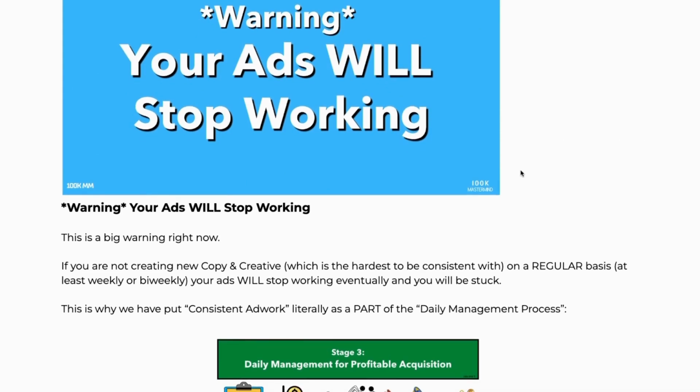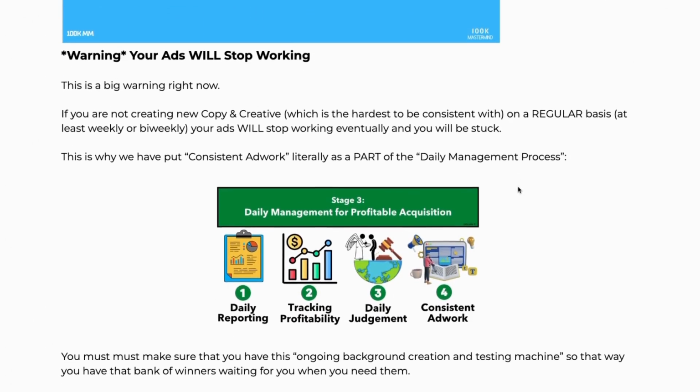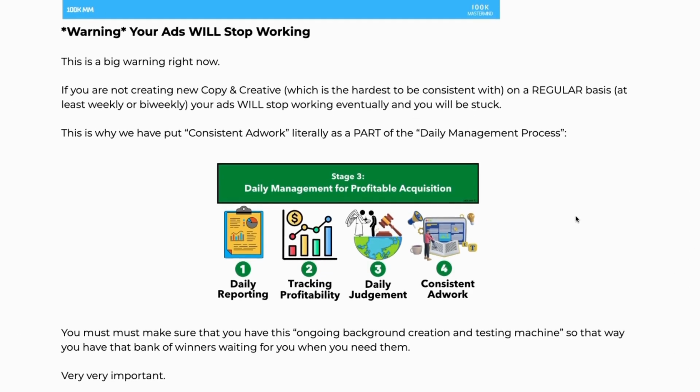You need to find winners. You need to make sure that you are performing and looking for outperforming the winners that you currently have. This is the reason why consistent ad work is a step in the entire daily management process. You must make sure that you have this ongoing in the background and you have this creation testing machine, so that way you have that bank of winners, so that way you are not stuck when you need the lead generation flow into your acquisition system. You do not end up getting stuck. Very, very, very important. Okay. Understand that? That's point number one.